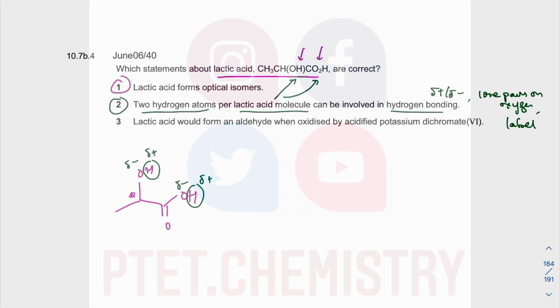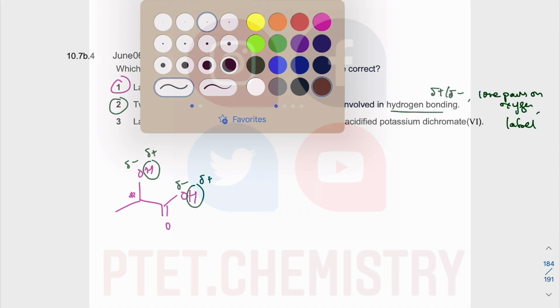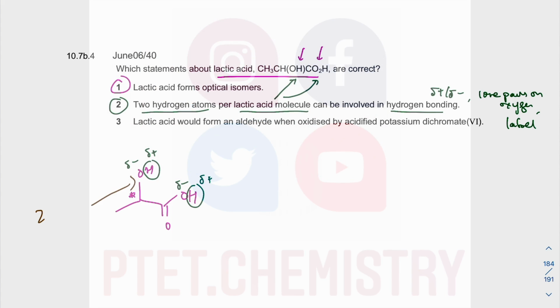All right. Lactic acid would form an aldehyde when you oxidize by that. If you think about it, this is a secondary alcohol because the carbon with the OH is bonded to two other carbons. You can never get an aldehyde from a secondary alcohol. You will get a ketone. Okay, so only 1 and 2 are correct. That's option B.